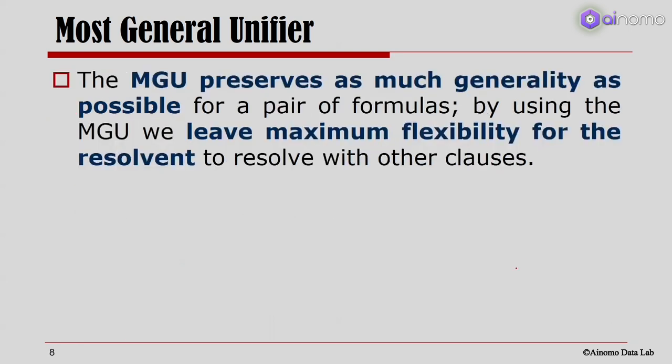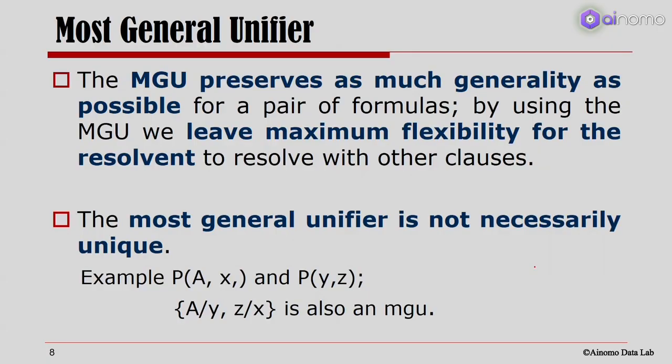Now, when I have a most general unifier, it preserves as much generality as possible for a pair of formulas. And using a most general unifier, we are actually leaving maximum flexibility for the resolvent to resolve with other clauses. So, the idea is that having a general search would lead me to the empty clause. One needs to, however, remember that the most general unifier is not necessarily unique.